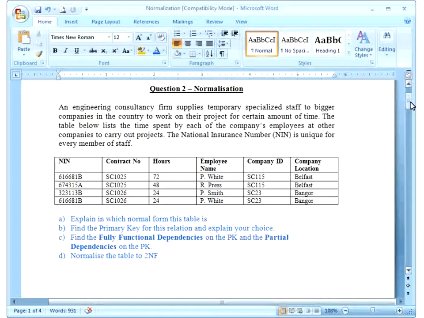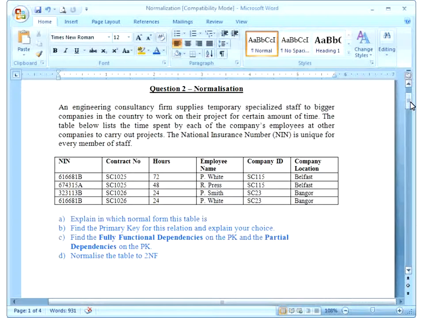Yes, this is quite useful, and you should expect a similar type of question in your exam as well. You may be given a table and asked to tell in which normal form it is, and you may be asked to tell its primary key. You may be asked what attributes are depending on it, and you may be asked to convert it into second normal form or third normal form. So I would suggest that you do a lot of practice.